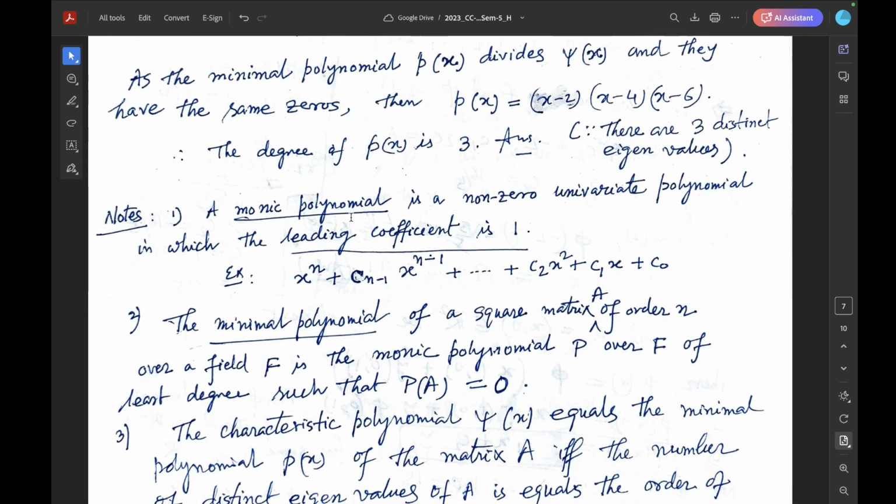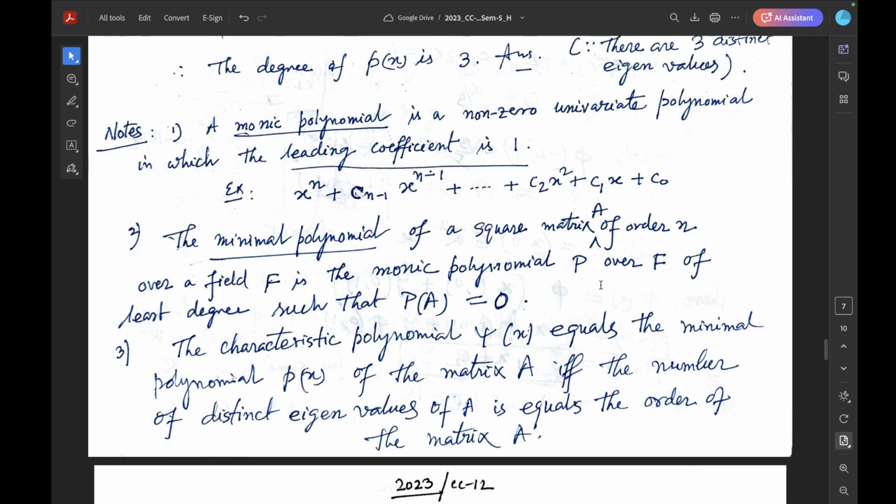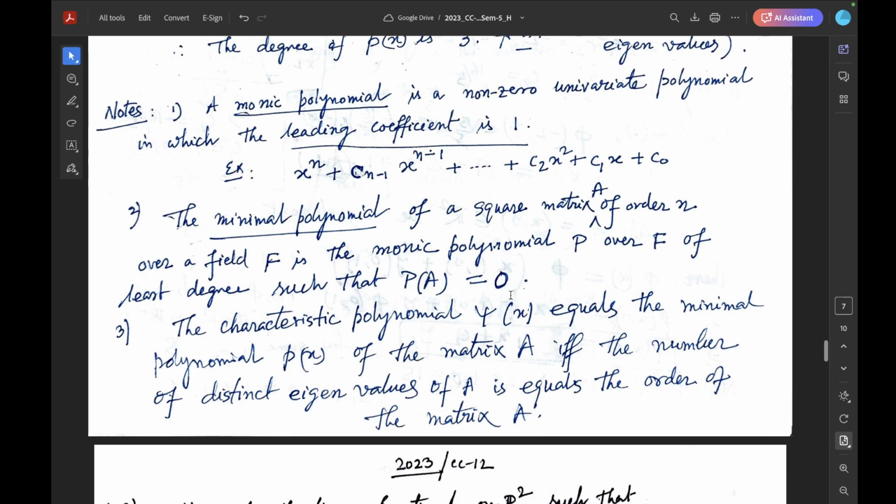Note that a monic polynomial is a non-zero univariate polynomial in which the leading coefficient is 1. That is, a monic polynomial means x to the power n plus c_{n minus 1} x to the power n minus 1, plus dot dot dot, plus c_1 x plus c_0. And the minimal polynomial of a square matrix A of order n over a field F is the monic polynomial P over F of least degree such that P(A) equals the null matrix.